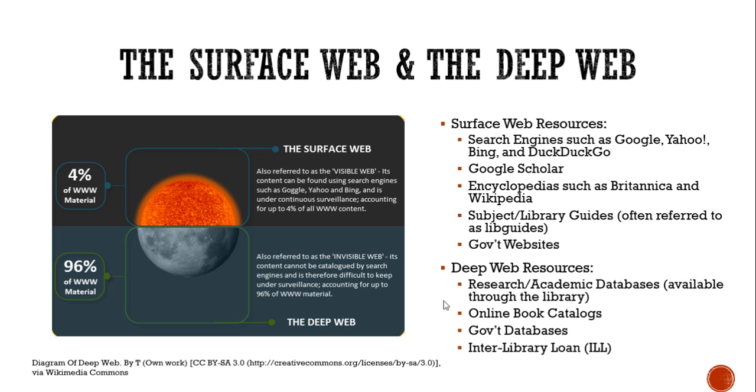Government databases will also be considered deep web, which requires a certain amount of digging on your part to find the information that you want. And those can be a good place to find raw data for your research projects. We also would sort of consider interlibrary loan, which allows you to request materials that aren't owned or easily accessible through a library subscription.